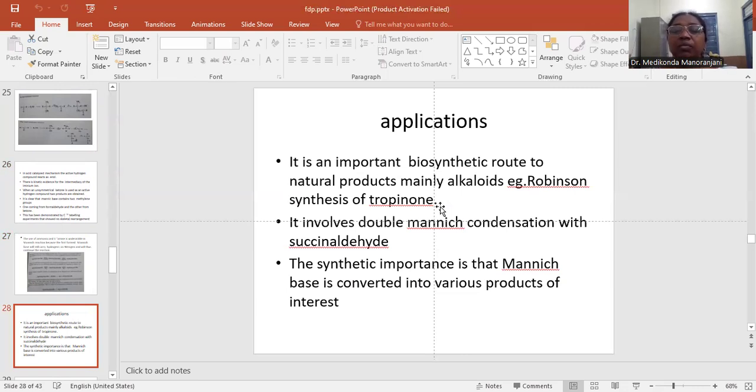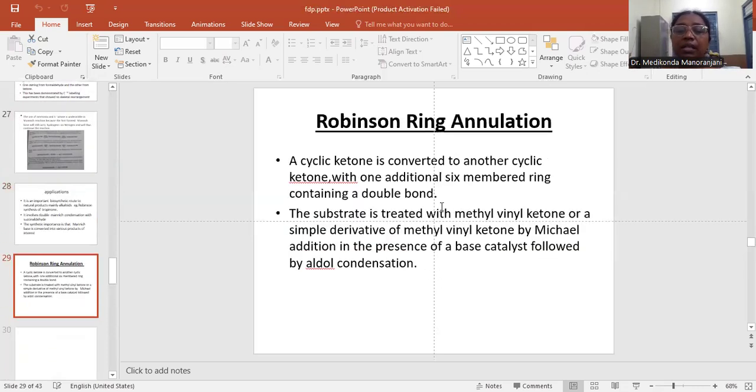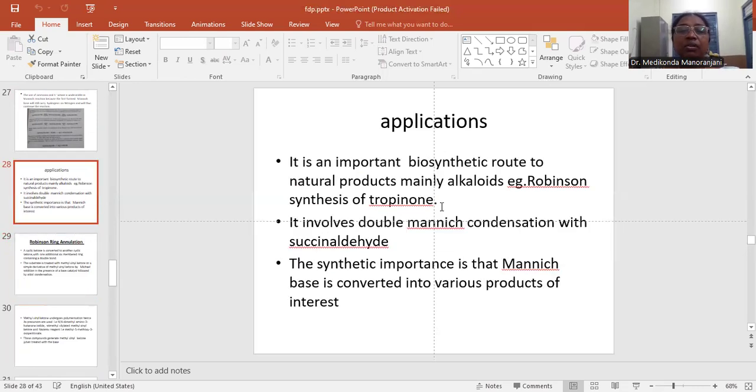Now let us see some of the applications of the Mannich reaction. It is an important biosynthetic route to natural products, mainly alkaloids. Example, Robinson synthesis of tropinone. It involves double Mannich condensation with succinaldehyde. The synthetic importance is that Mannich base is converted into various products of interest.